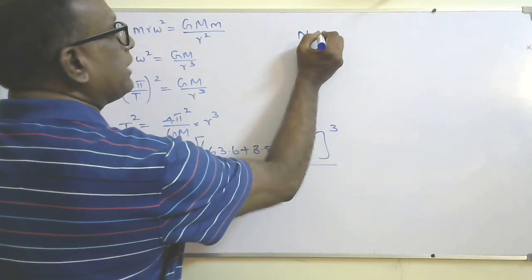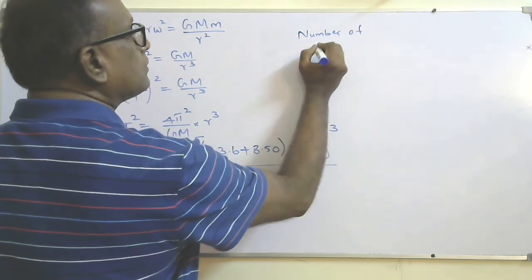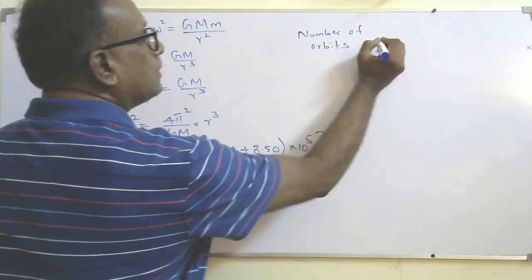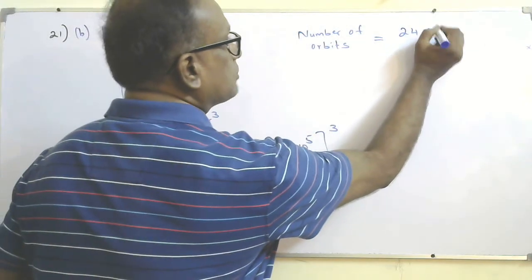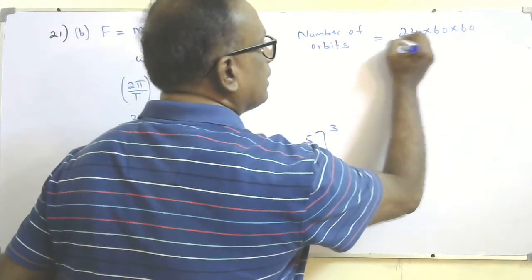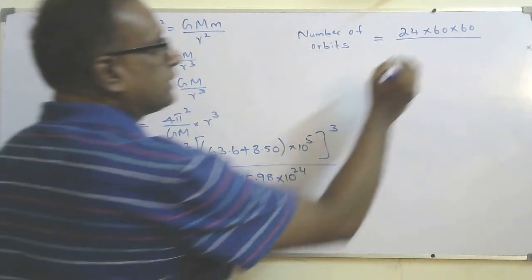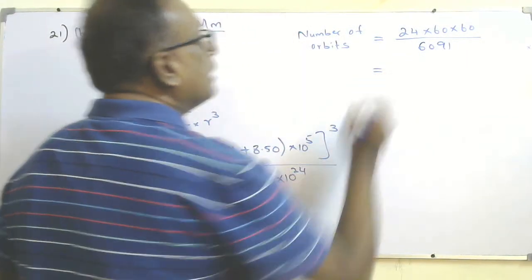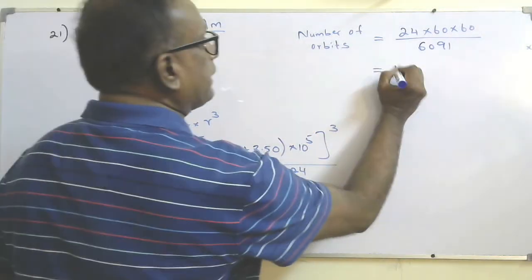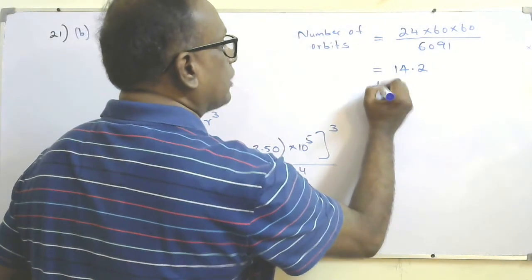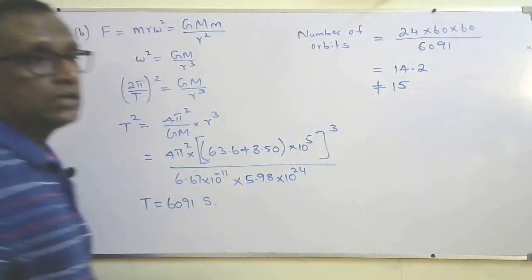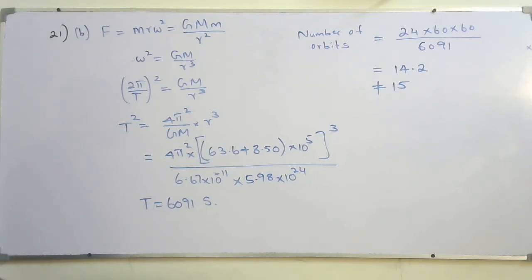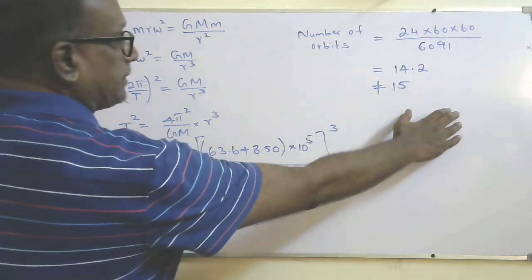Okay, how many times will it orbit? So number of orbits in 24 hours. Convert 24 hours into seconds, so 24 into 60 into 60 seconds. This is the time for one orbit, so divide by 6091, you will get 14.2, which is not equal to 15, is it? So it's a wrong claim, or the statement is wrong. You have to give that the claim is not correct.